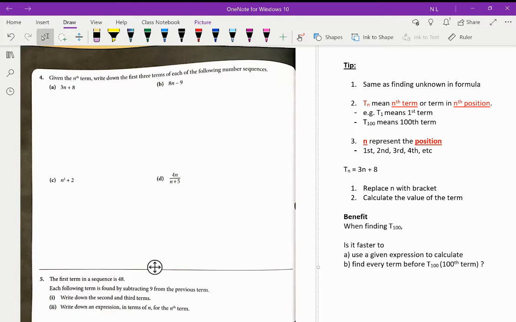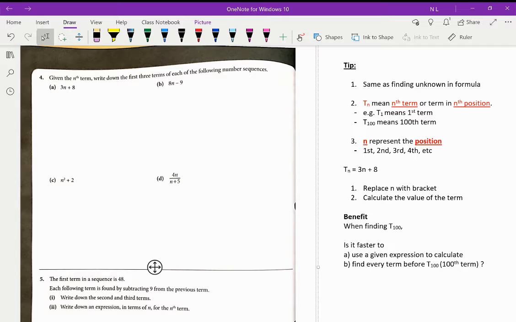Hi students. So now let's look at these few questions over here. Now we'll be learning how to use the expression for the n term, and afterwards write down the first three terms of each number sequence. For example, if the expression given to us is 3n plus 8, how do we use this expression of the number sequence and present the first three terms of this number sequence?